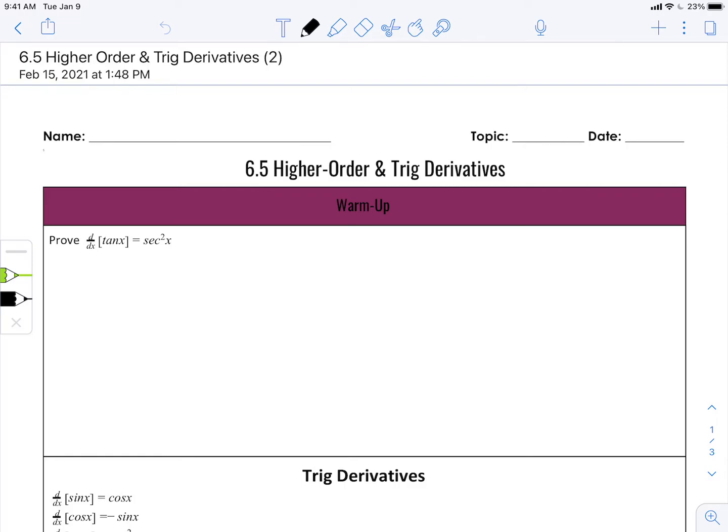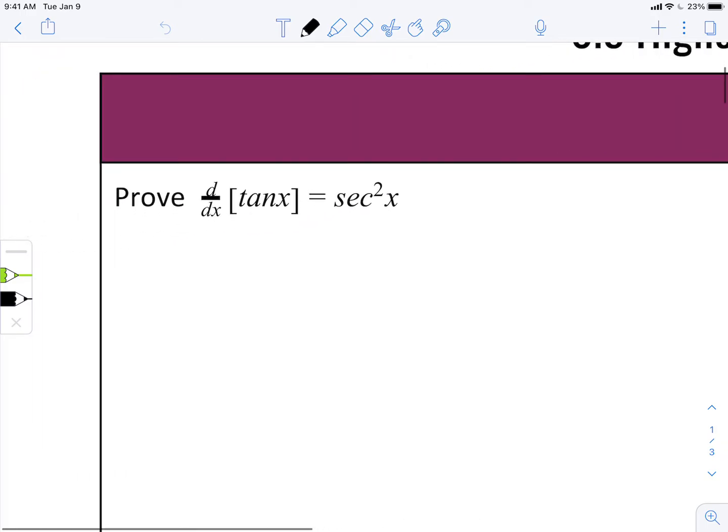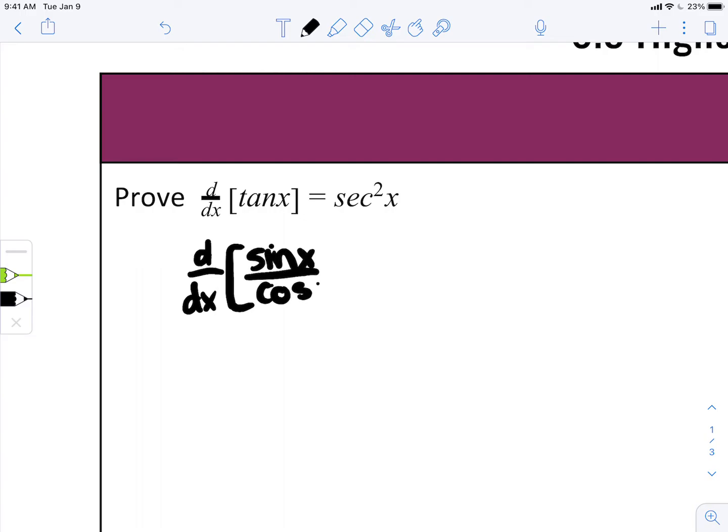Hello and welcome. In this video, we're going to be going over how to find higher order and trig derivatives. So we're going to start with a little warm-up proof of finding the derivative of tangent. We're going to be relying on our knowledge of ways to rewrite trig equations, particularly using their quotient to find these derivatives. So we're going to start by rewriting tangent as the derivative of sine over cosine, because tangent is equal to sine over cosine of x.